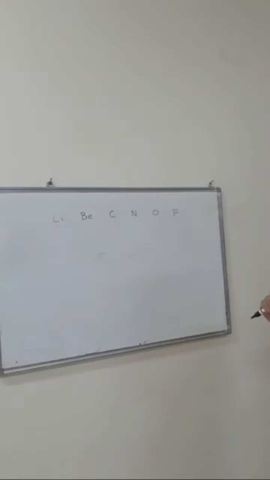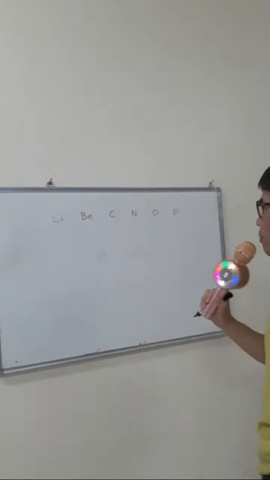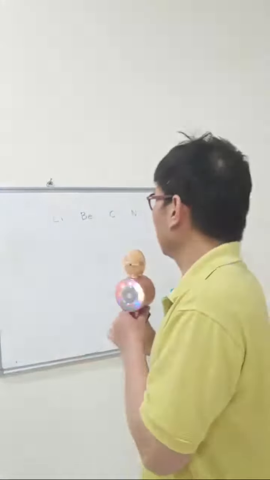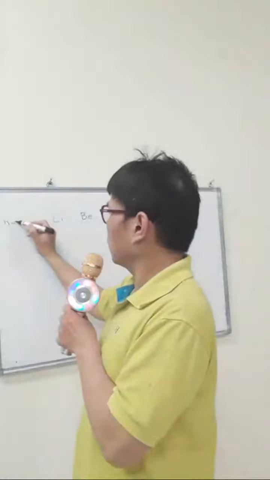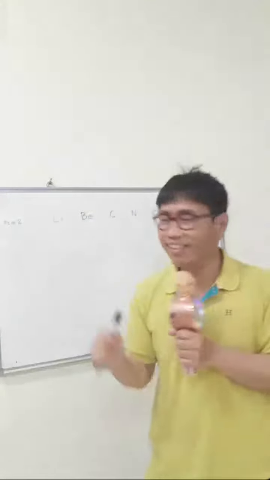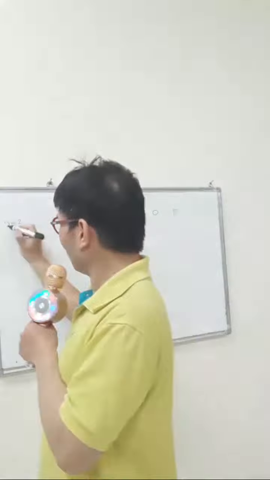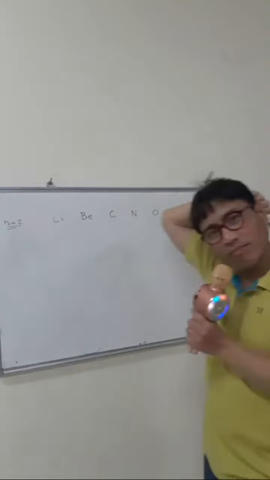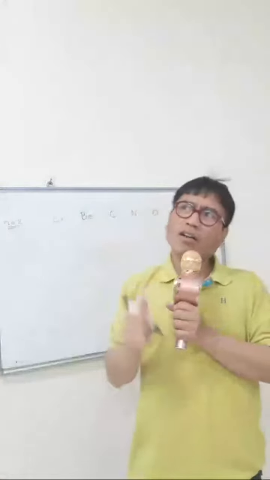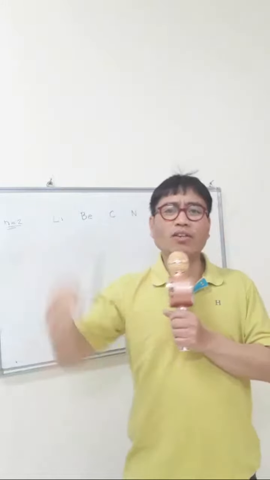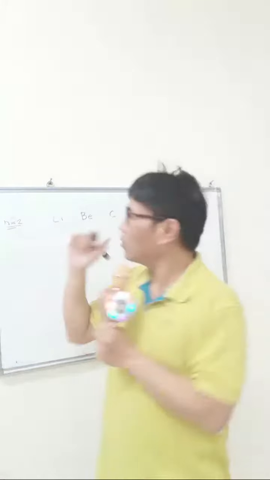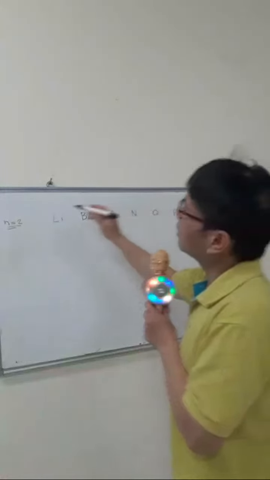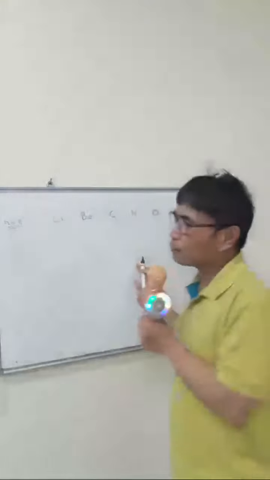So these are all coming from the second energy level, right? n is equal to 2. Why? Because these are in the second row in the periodic table. As I told you last week, the row represents the energy level. So for example, I have here nitrogen, in the second energy level.